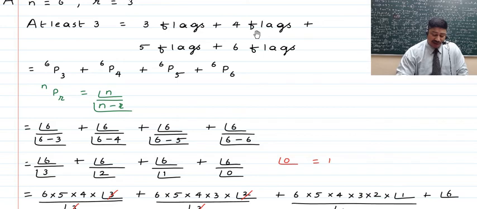When we have 4 flags, the number of permutations will be given by 6P4. When we have 5 flags, the number of permutations will be given by 6P5, and when we have 6 flags, the number of arrangements will be given by 6P6. Remember, we are to put a plus sign between all of these different cases.